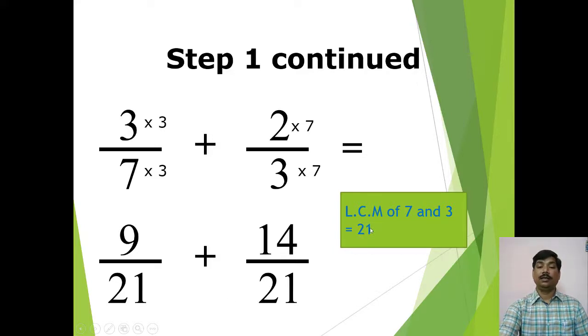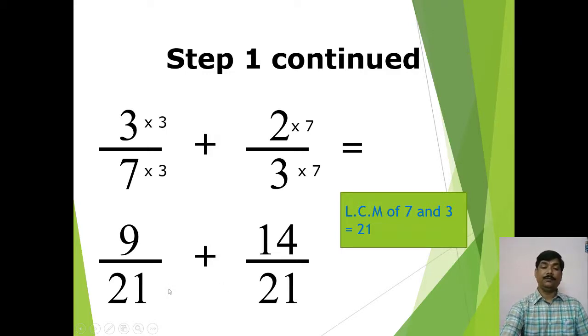Similarly, here we will divide the LCM by 3, the answer will be 7, and we will multiply the numerator by 7 and the denominator by 7. So both numerator and denominator are being multiplied by the number 7. In this way, the numerator will be 14 and the denominator will be 21. Now both fractions have been changed into like fractions. It means fractions with the common denominator.